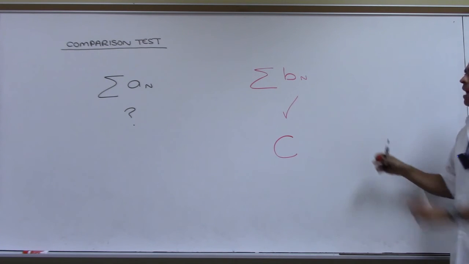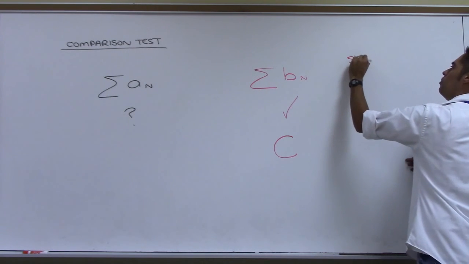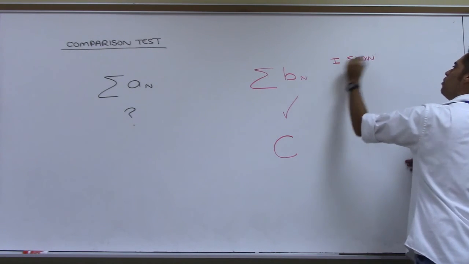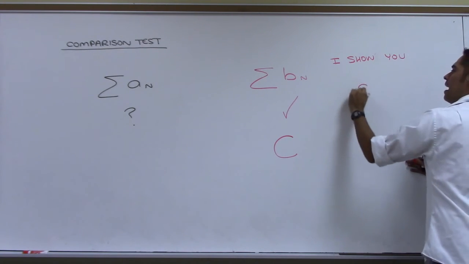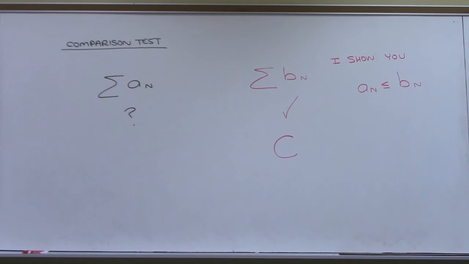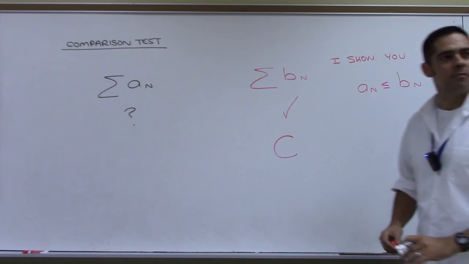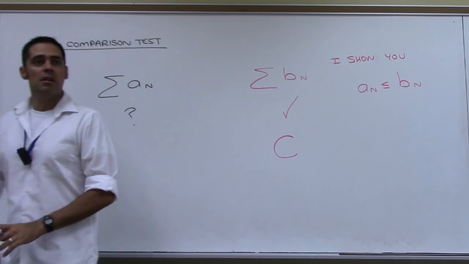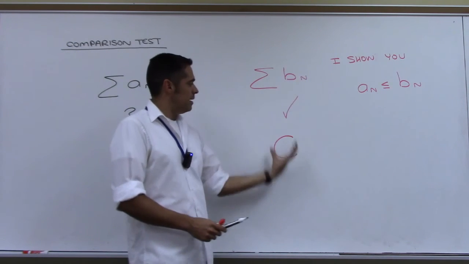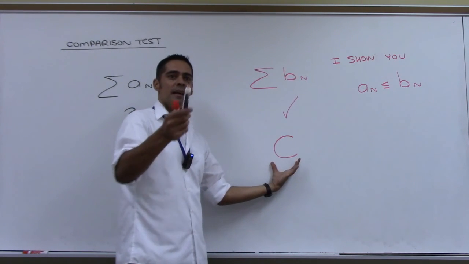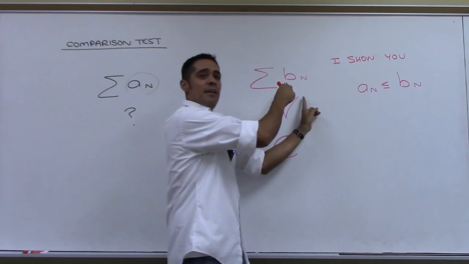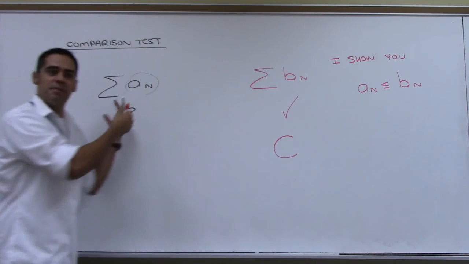And then I show you that A sub n is always less than B sub n. What would you say? That this one has to converge. So it's like, look, if I have all these guys in here, and I add them up, and it comes to be a number, and then I show you that all of these guys are always smaller than all of these guys, then doesn't this have to add up to be a number also?